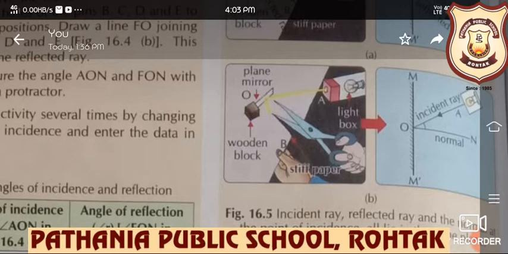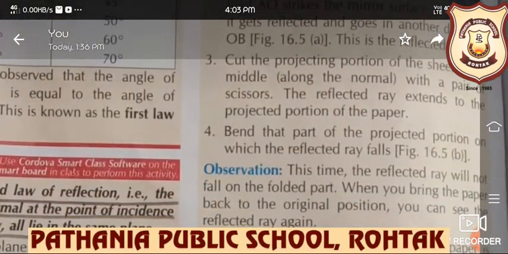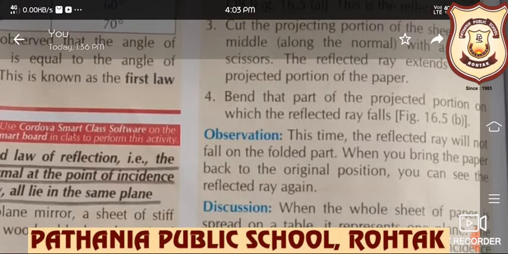Now bend the part of the projected portion on which the reflected ray falls. Now what you have to observe? See it carefully what we have observed. The reflected ray will not fall on the folded part. When you bring the paper back to the original position, you can see the reflected ray again. Can you tell me why this happens?